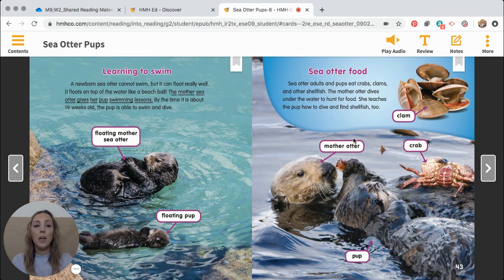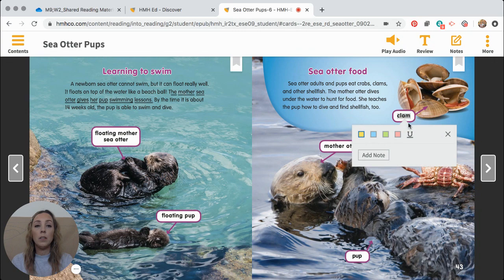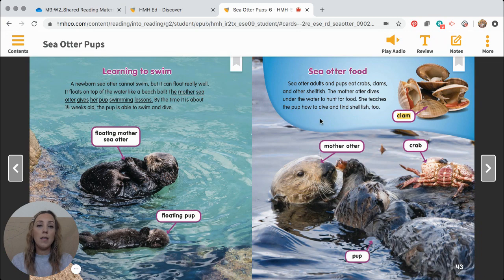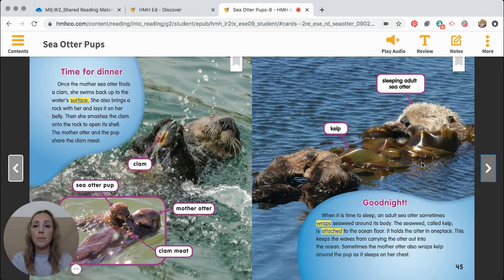Yeah, wonderful. So you kind of have circled the label clam, right? So I'm going to highlight it. You could have circled it. You could also, in the paragraph of the text, circle or highlight the word shellfish, right? So when we think about shellfish, we think about creatures or animals that live in a shell, like a crab or a clam. Okay. As we keep reading, we're going to read to find out more ways that sea otters use their habitat to help them survive. Let's keep reading.